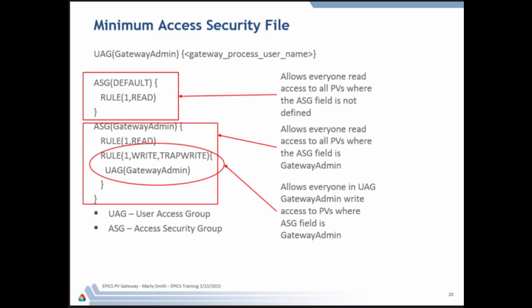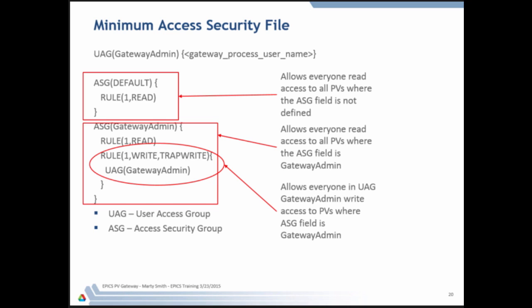Default basically means that the ASG field of your process variable is undefined. You haven't given it a name. So it will go into this default group. Rule 1, rule 1 comma read. So this defines your rule. The 1 is the access security level, and obviously the read means read.